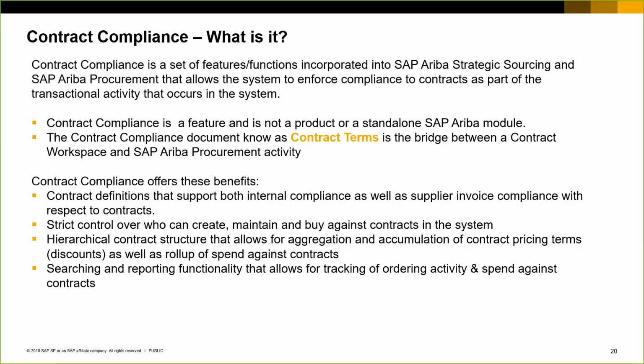Now, compared to a catalog, the maintenance portion of a contract is on the buyer, whereas typically the maintenance of a catalog is on the supplier. So this sometimes is a factor in the buy process and how we decide which one we're going to use, but something to keep in mind. It allows us to give strict control over who can create, maintain, and buy against these contracts in the system through access controls. We can also create this structure of hierarchy within the contracts to aggregate and accumulate based on those pricing terms or those discounts, and to roll up the spend against the contract.